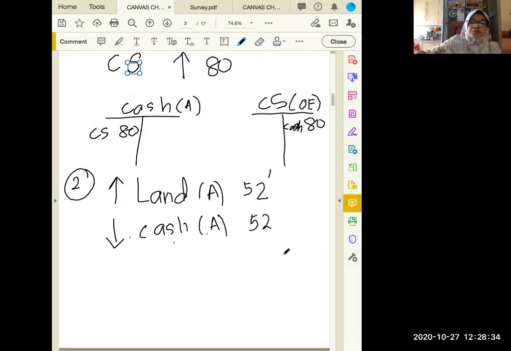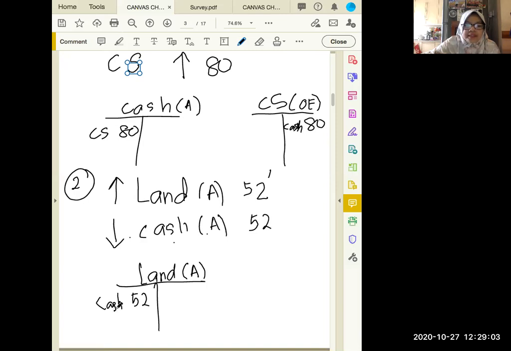So if you were to write another account, you see that you have a new account which is land. So you open up a T account for land. Land is an asset. So when there is an increase in land, you're going to debit the account. Is debit on the left or right side? On the left side. So 52,000. How do you pay for the land? You pay by your cash.